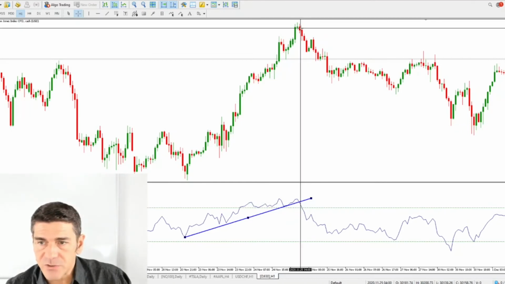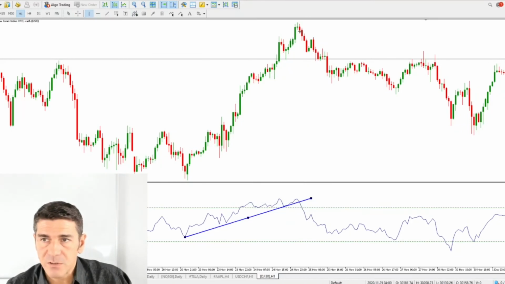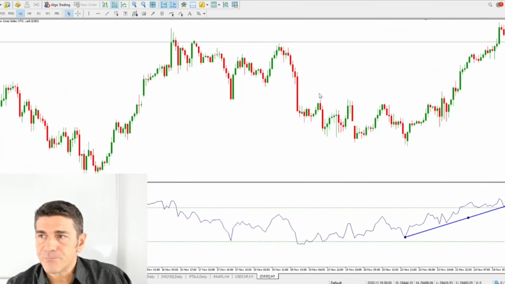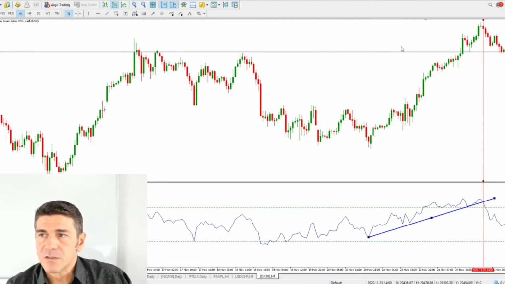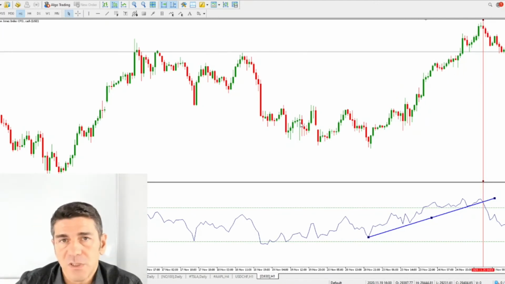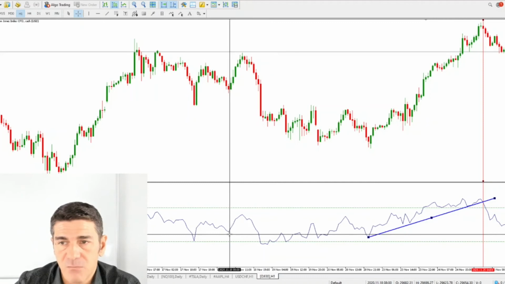Let's take a look at the chart. Where is this? Take a look right here. It's a very good potential sell signal, right? It's a very useful technique, but you have to have some experience in how to use it and how to recognize these moments.